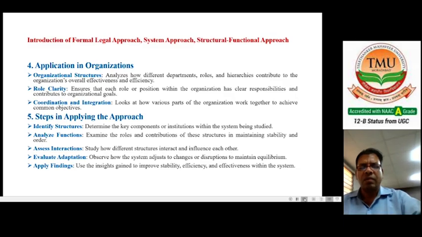And then the last one, that is applying findings. Use the insights gained to improve stability, efficiency and effectiveness within the system.